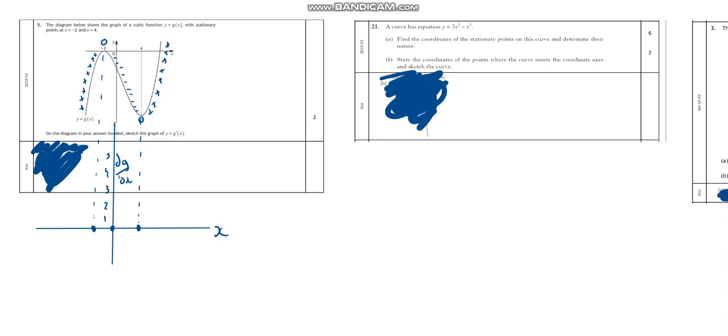The next thing you might want to think about is, okay, well, this was a cubic function, so it's x to the power of 3. If I differentiate that, I end up with something like this, a parabola. So I would imagine that this would look a bit like a parabola. I don't even have to really think about that. All I have to think about is, okay, I've got positive, negative, positive.